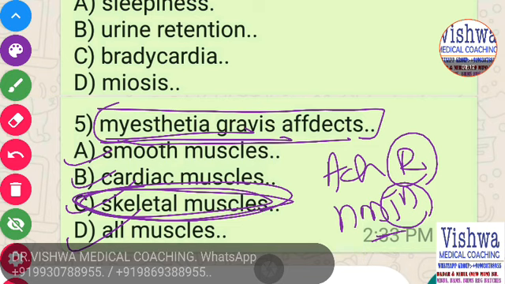Remember, these are very simple MCQs, but we need to understand these MCQs first, and then we can go to the next complicated MCQs.